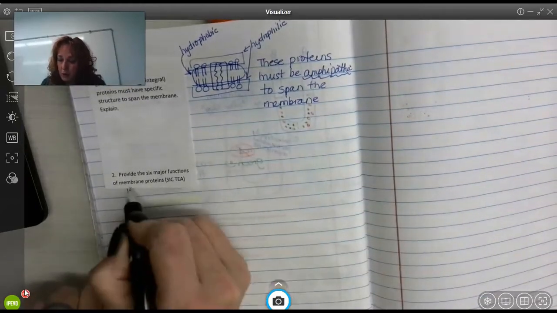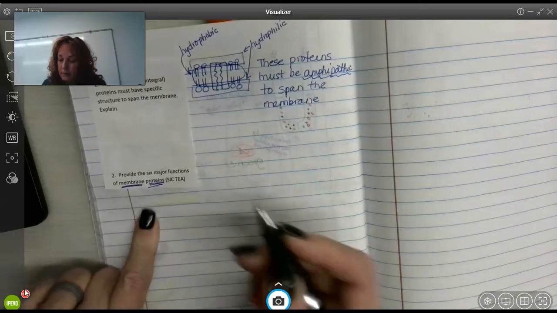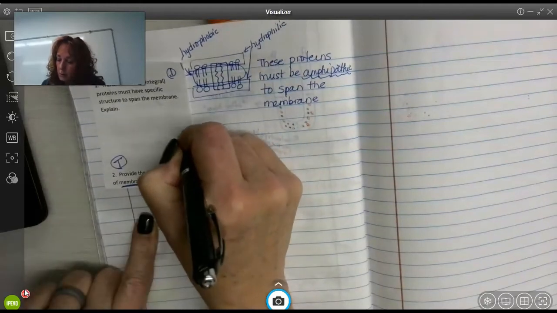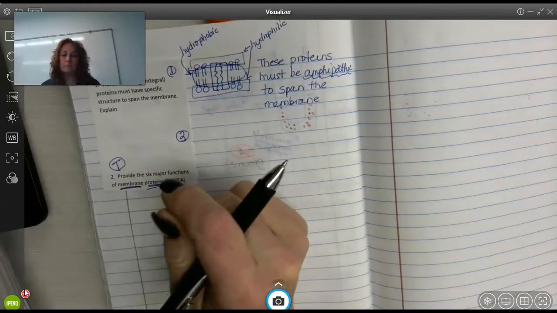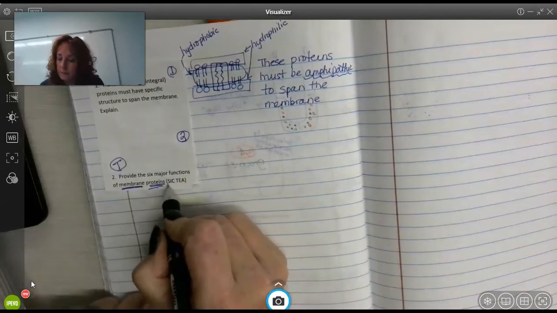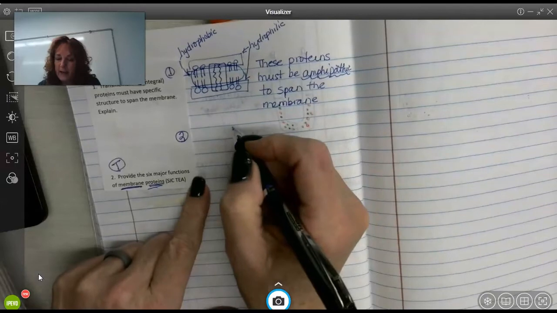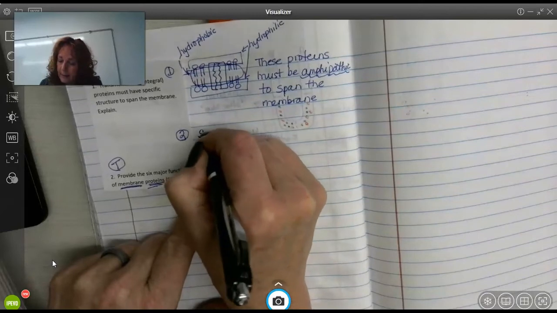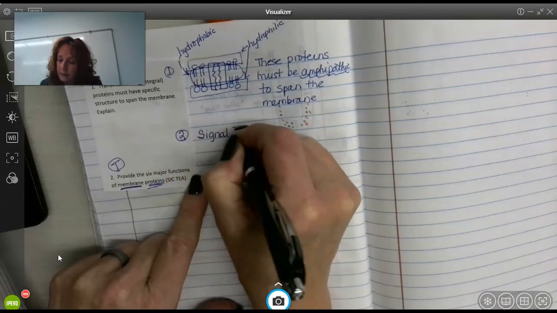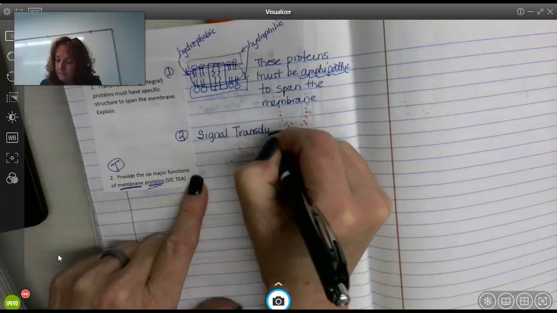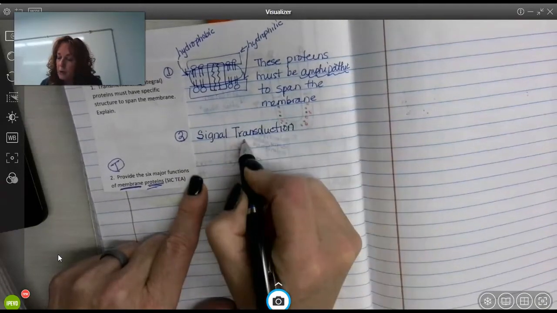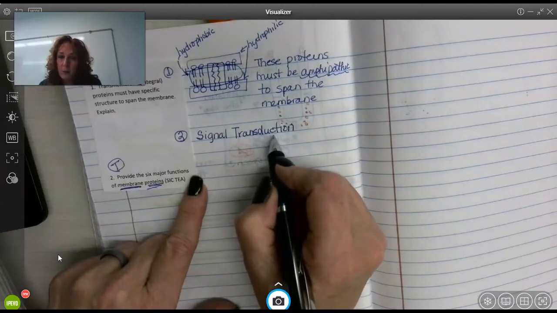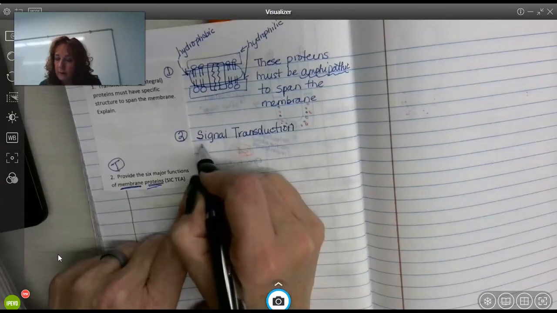So the six major functions of membrane proteins. So this is a test question. And this is one, so this is two. So just a little mnemonic, sick T, for, you know, kind of helping you to remember. So the first of the six is they can do something that's called signal transduction. So trans means across. Duct means like some type of mechanism through. So this is the mechanism across that the signal does.